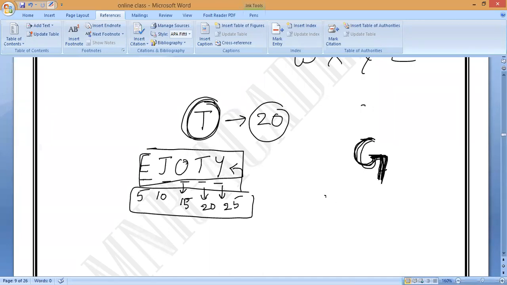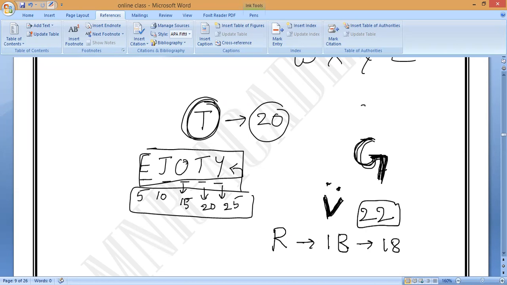V for victory, the victory symbol. 2 fingers, correct? V is 22. How many? 1, 2. 22. Understood? Next, R. R looks like 1, 8. R's code is 18.